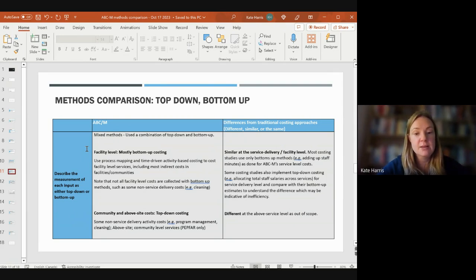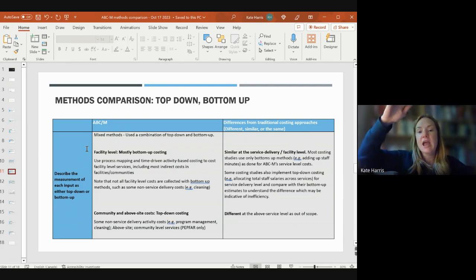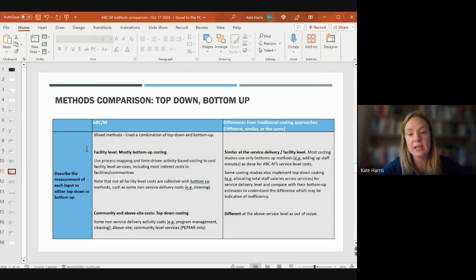Notably, some studies also do top-down at the facility level. So in addition to saying, okay, here's my ingredients for all of these things, and they add up to this, some studies then take the total amount. So let's say you have the total costs of wages in that clinic and then cascade them through to different services. And when you compare that top-down allocation versus the bottom-up, you can find some efficiency insights by comparing those 2 data. So for example, that was done in a Value TB study, that top-down versus bottom-up, whereas ABCM doesn't do the top-down and bottom-up at the facility level. Rather, they just focus on bottom-up activity-based costing at that level.